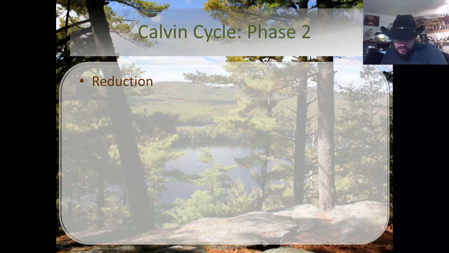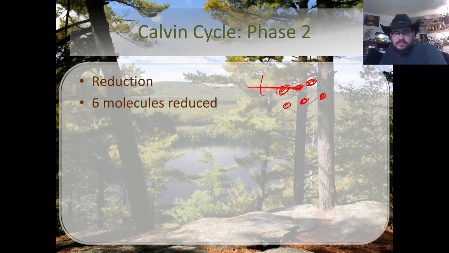Phase 2 is actual reduction. So, we're going to start off with our 6 molecules. Right? And we're going to reduce them, which means we're adding hydrogen. This costs 6 NADPH, right? So we're going to have our NADPH bring in our hydrogens, converting it into NADP.